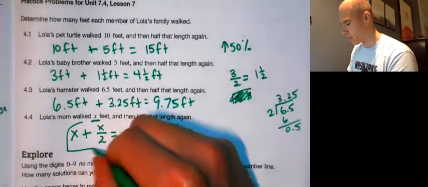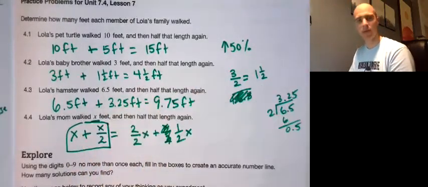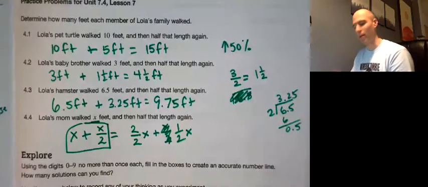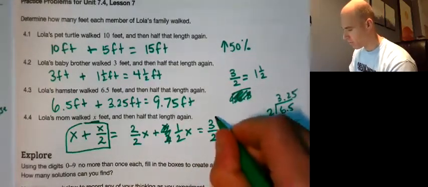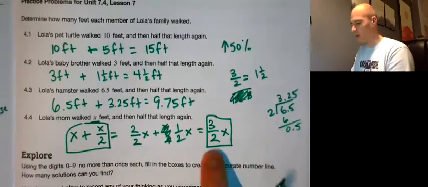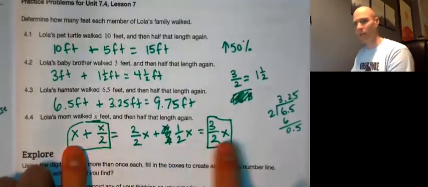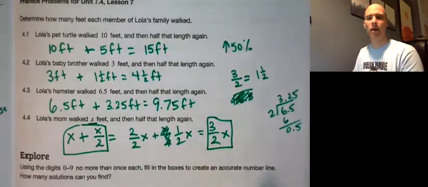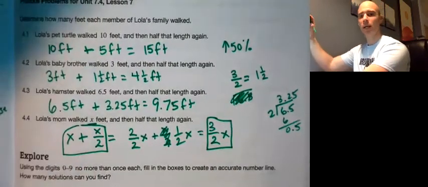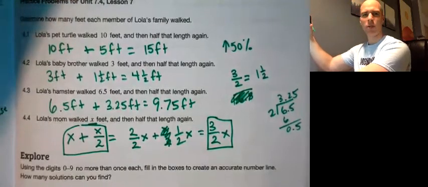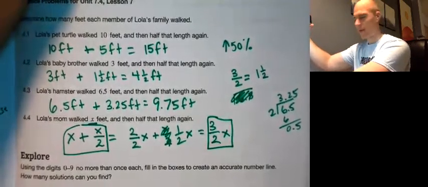Honestly, you could probably just leave this as your answer right here. But we're going to get fancy with it and write it as 3 over 2x. If you don't really understand how I went from here to here, I would not worry about that. That will be something that both mine and Mr. Wong's class will be studying sometime after winter break, like February or something like that.